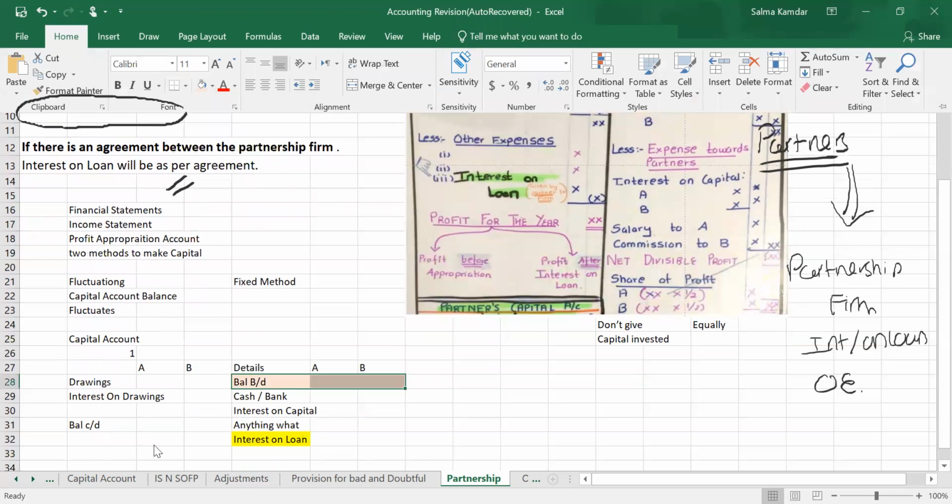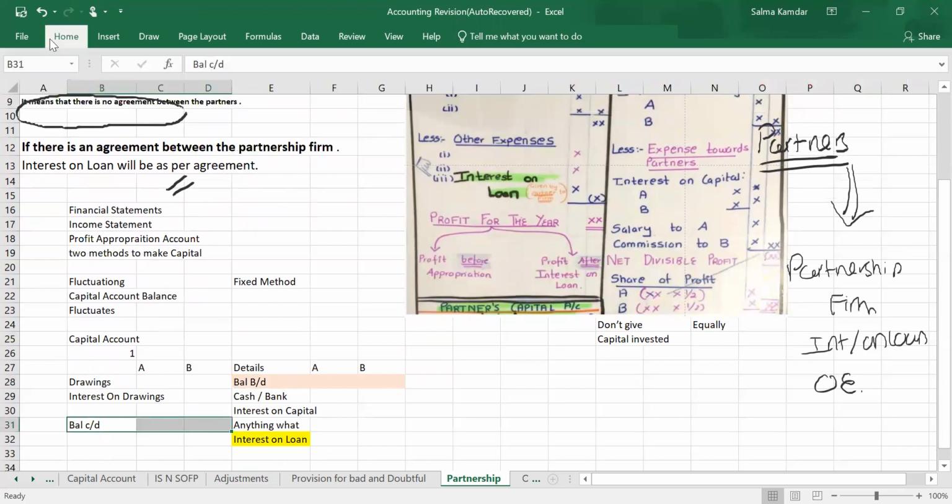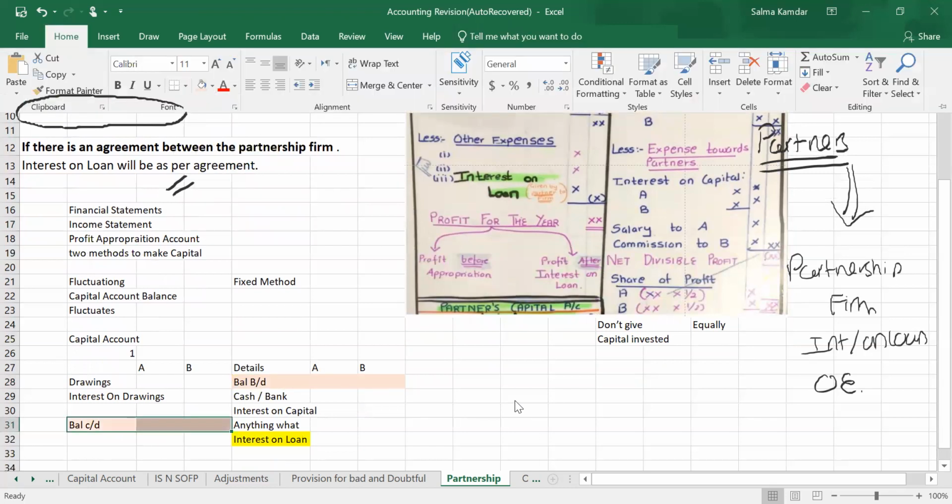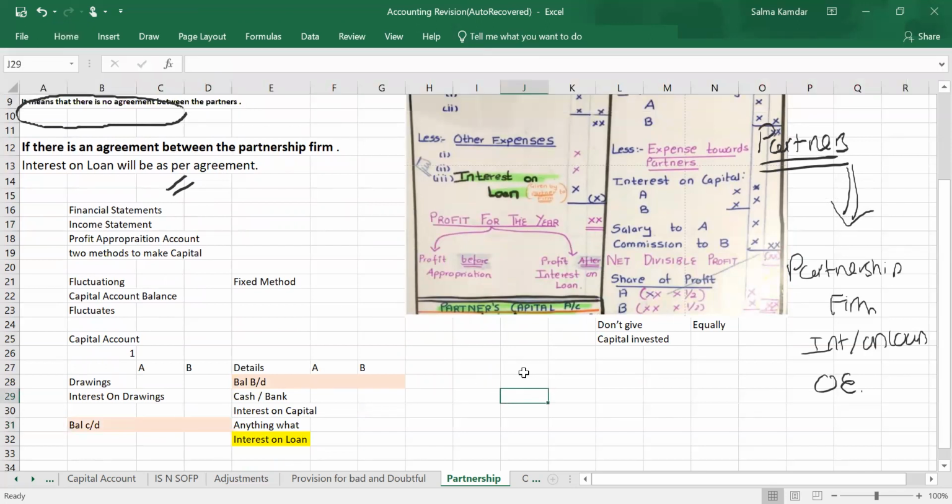That is why we say the balances of the capital are fluctuating. Are you with me? The other method, which is very common in the papers, is called the fixed capital method. In the fixed capital method, you prepare one capital account and one current account.